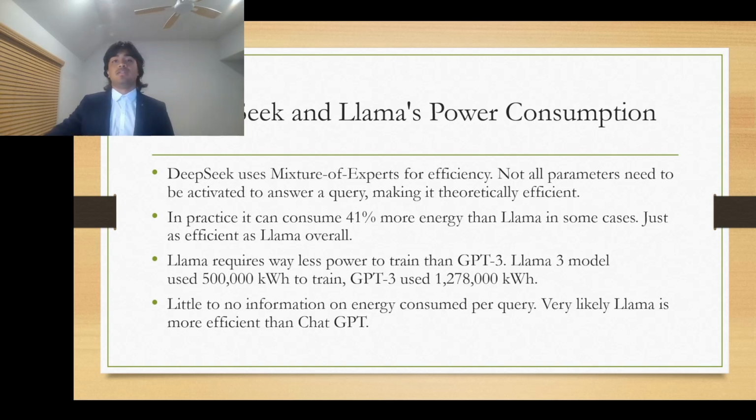In the case of Llama, it requires way less power to train than ChatGPT. The Llama model used 500,000 kilowatt hours to train, while GPT-3 used 1.2 million kilowatt hours to train. When it comes to each query, there's little to no information on the energy consumption for Llama, but it's very likely that Llama is more efficient than ChatGPT.